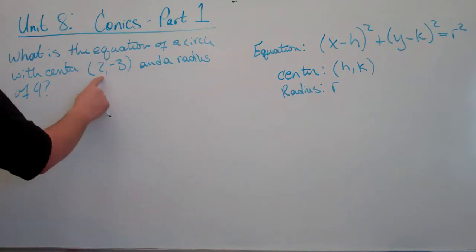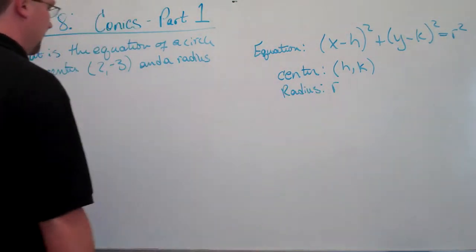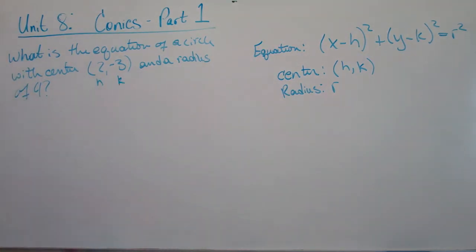Well, our center is 2 and -3, and over here we know our center is h and k. So this is h, and this is k. And then radius of 4, so our 4 is r. I'll make it lowercase so it matches the formula. And our radius is r. So now we're ready to fill in our equation.